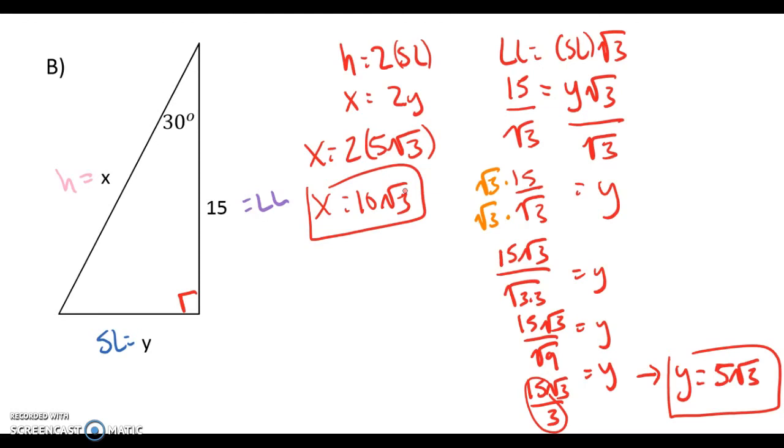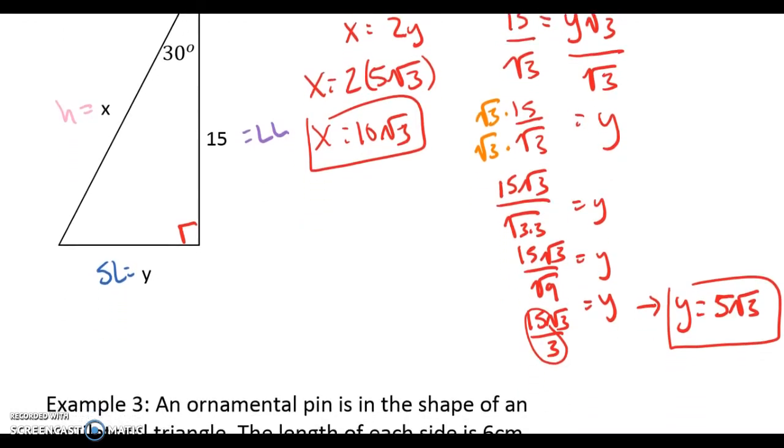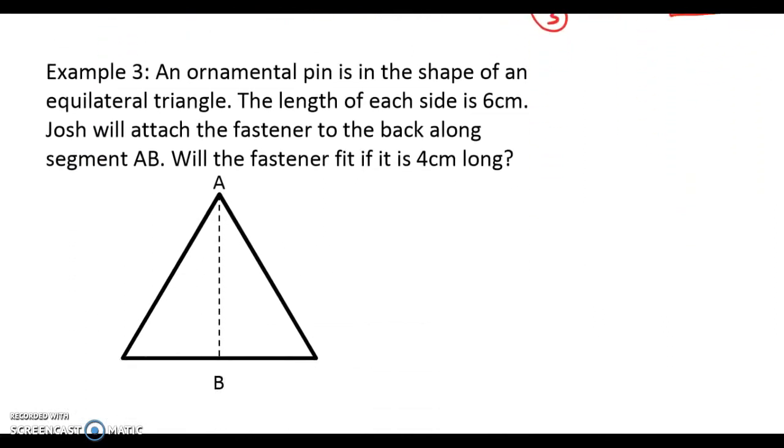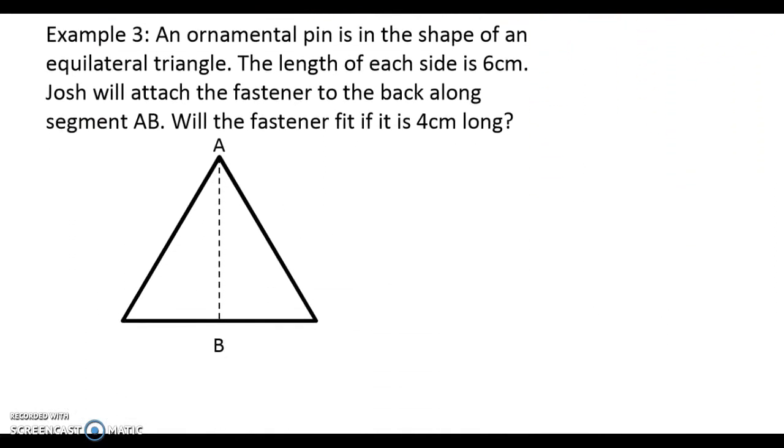So one final example, you may or may not realize what you can do with equilateral triangles. All right, last example. An ornamental pin is in the shape of an equilateral triangle. All right, the length across each side is 6 centimeters, so that means this entire length is 6 centimeters, right? And since it's equilateral, all three sides are the same. Awesome. And what we want to do is fasten the pin, basically, right, the fastener for this pin, along this length AB. So let's go ahead and call that whatever you want. I'm going to call it X.